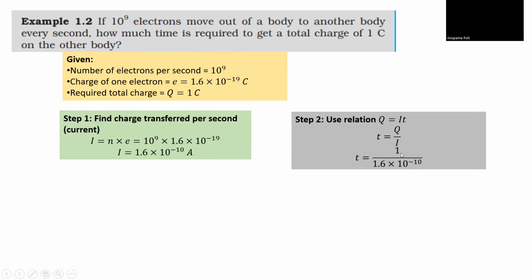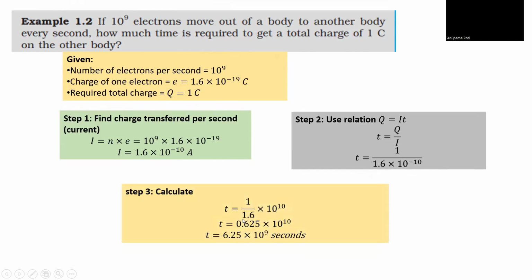Q equal to, we substitute 1 divided by current, which is 1.6 into 10 to the power minus 10. Therefore, T equal to 1 by 1.6 into 10 to the power 10. 1 by 1.6, if you simplify, you are getting 0.625 into 10 to the power 10. Therefore, answer is, required time is 6.25 into 10 to the power 9 seconds.